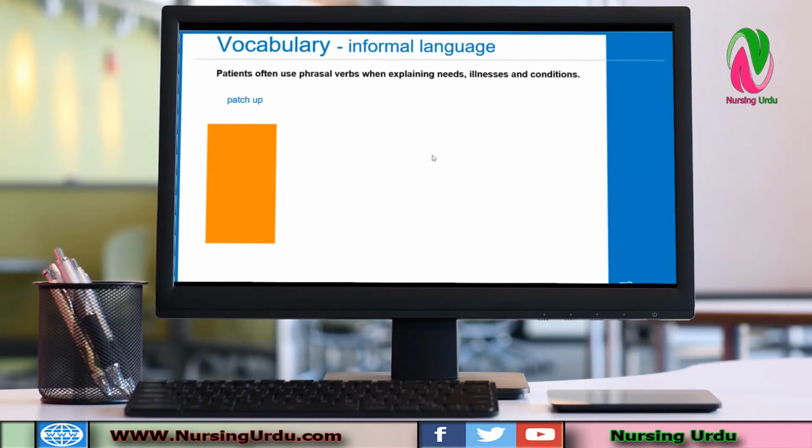Patients often use them when they're talking about how they're feeling, explaining their needs, their conditions, etc. So, patch up, first of all. What might a patient be referring to if they're talking about patching something up? Write your answer in the chat box. Let's see what people have come up with.